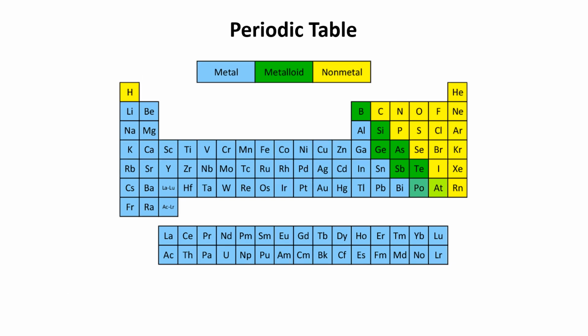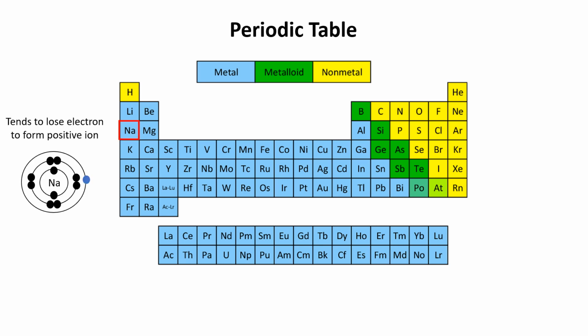So why do the metallic properties change across the period? First, let's look at sodium. In sodium, there's one valence electron and it tends to lose the electron to form positive ions. This gives rise to the metallic properties. Next, we look at chlorine. In a chlorine atom, there are 7 valence electrons and they tend to gain an electron to form negative ions. Therefore, it is a non-metal.